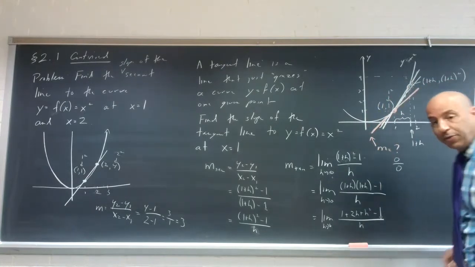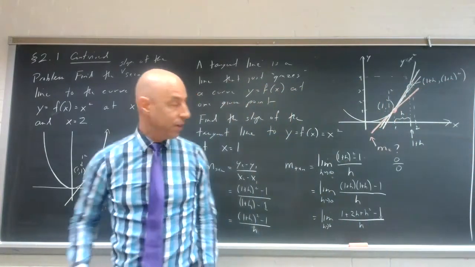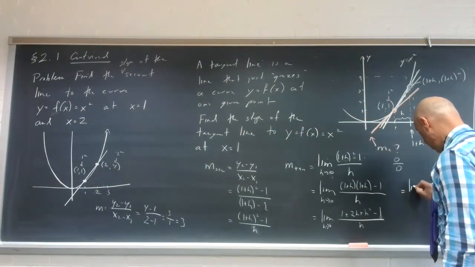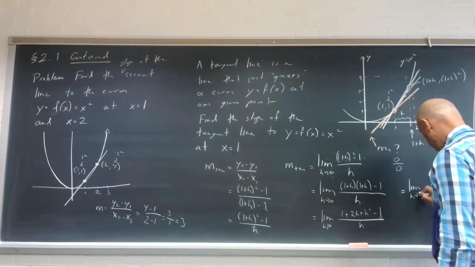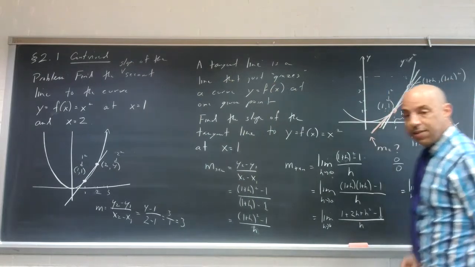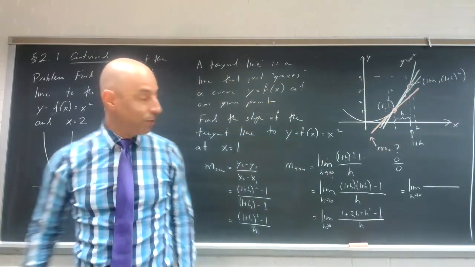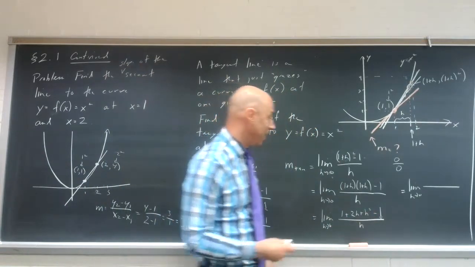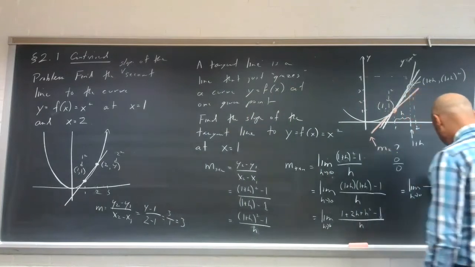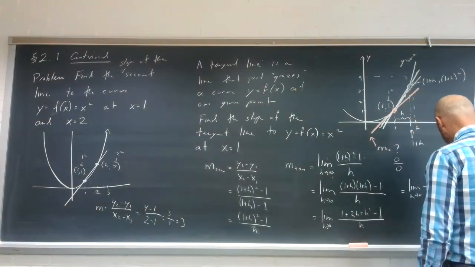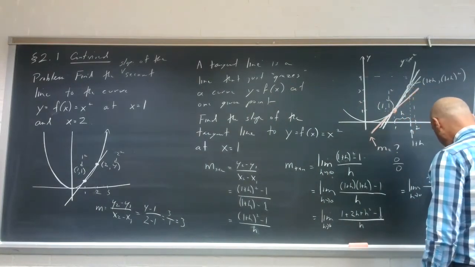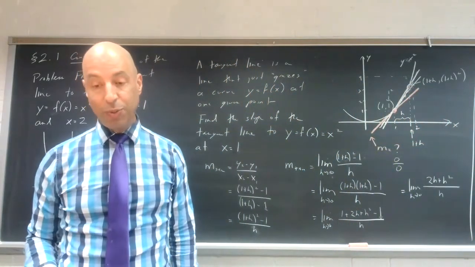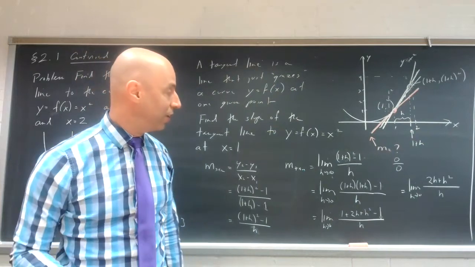Let's see how much more blackboard space I have. So I'll continue that right over here. There is an obvious simplification to do on the top. I have a plus 1 here and a minus 1 over here. They cancel out. So I'm just left with 2h plus h squared all over h.